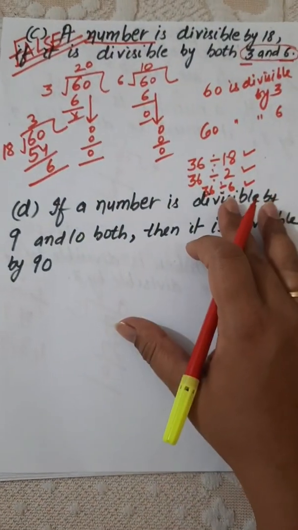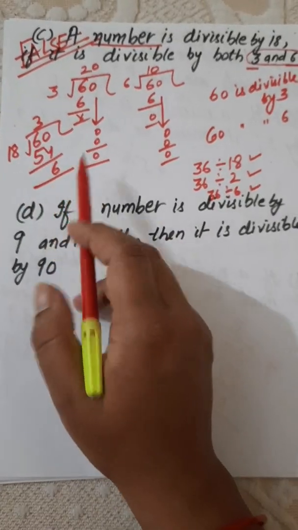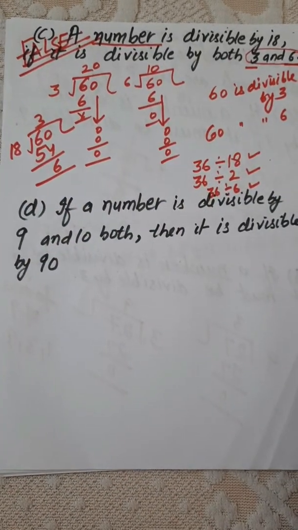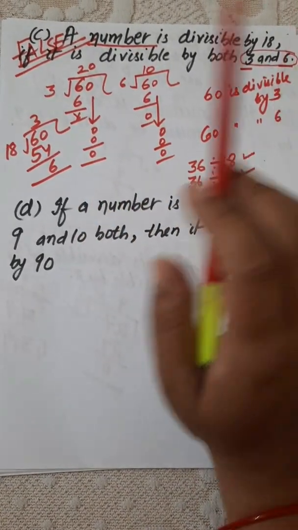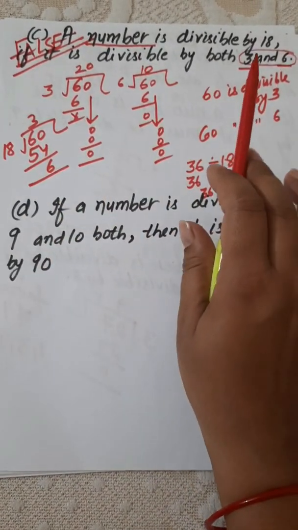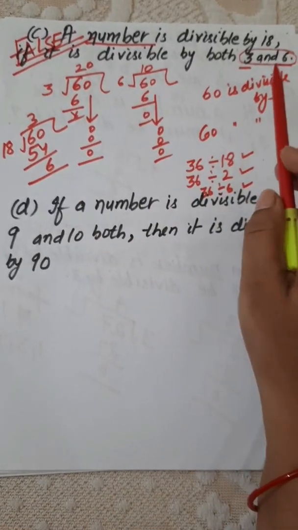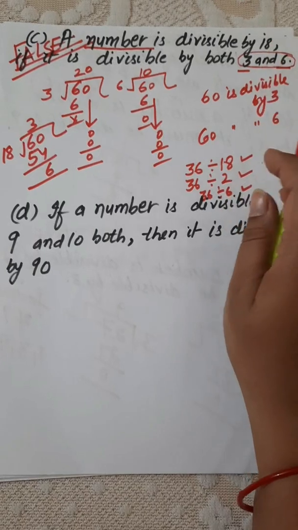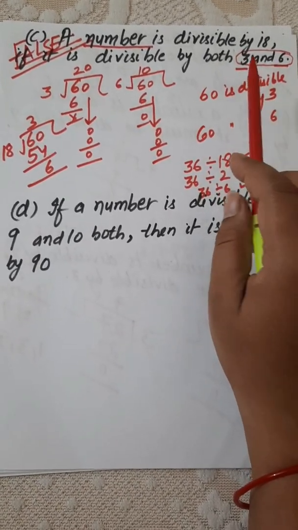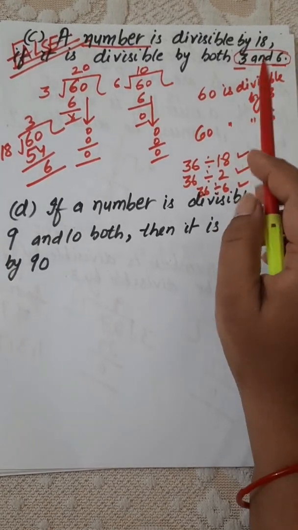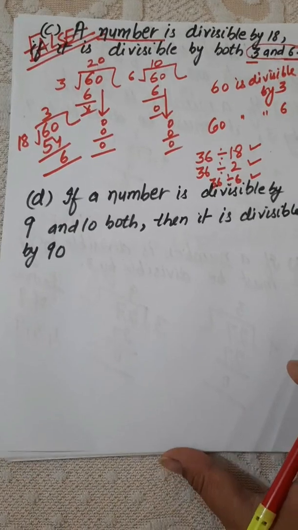Yes, in some cases it is true, but if there is a contradiction, then we consider it false, because 60 is divisible by 3, 60 is divisible by 6, but 60 is not divisible by 18. So this is the false statement. Why? The second way is because 3 and 6 are not co-prime. And we know that if a number is divisible by any two co-prime numbers, then the given number is divisible by their product, as we did in the divisibility rules.